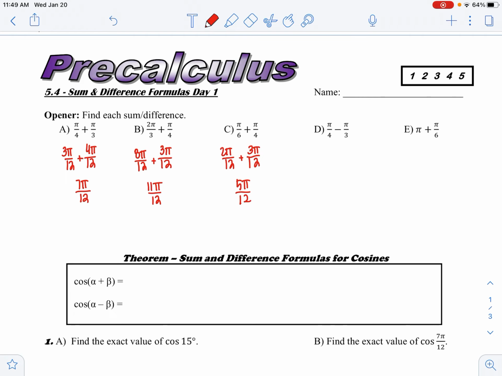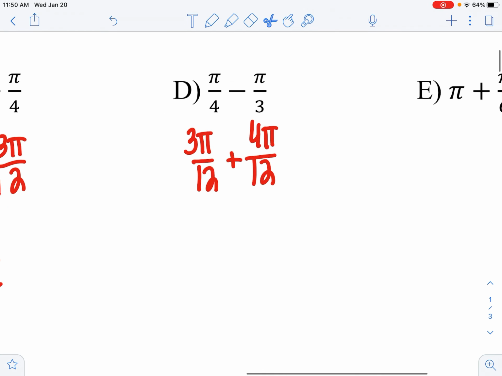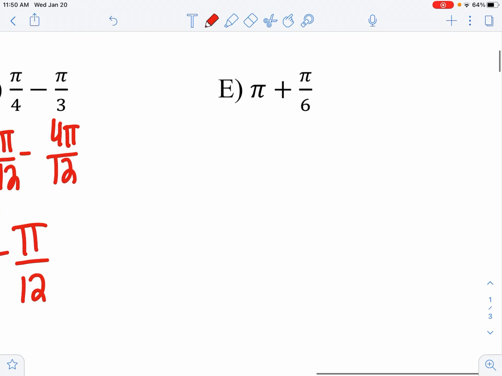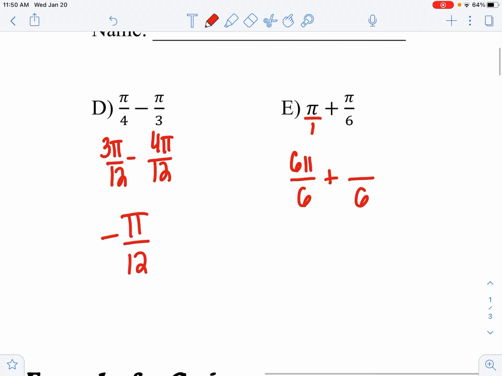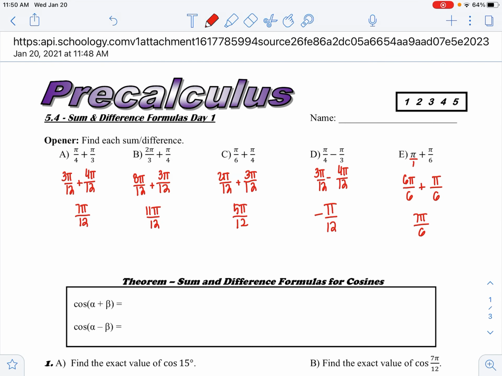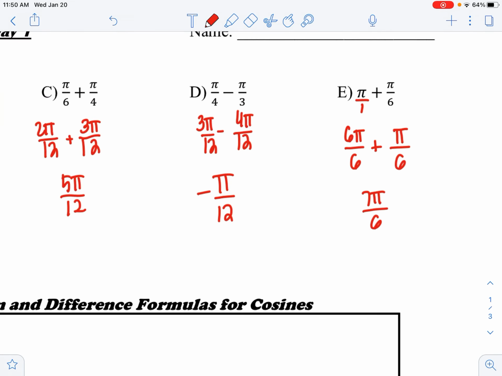D is very similar to A if you look, right? But it's subtraction. So what I'm going to do is just hit copy, and hit paste over here. And then I'm going to change this to subtraction. And then that's negative 1 pi over 12. And then this one, pi is not a fraction, so I'm going to put it over 1 to make it a fraction. And now I can see my least common denominator is 6. I'd have to multiply my first fraction by 6 over 6. This becomes 6 pi over 6. And then this one already has that, so 7 pi over 6. Okay? So adding fractions, not hard at all.